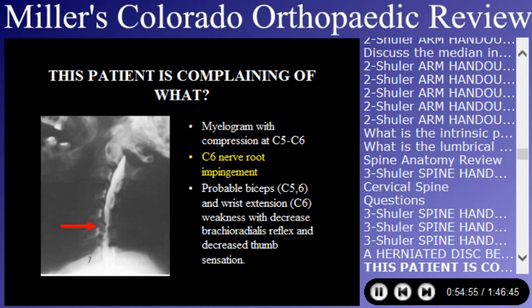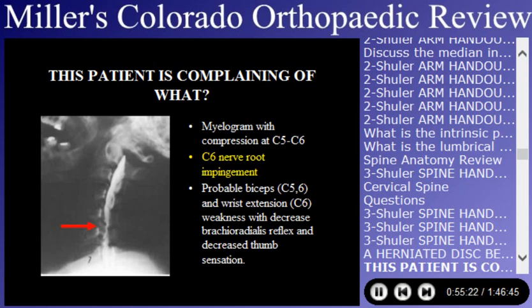So 1, 2, 3, 4, 5, 6. You see now this bulge here between 5, 6. What nerve root? C6. What are they complaining of? C6 nerve root impingement, probable biceps, or even wrist extension, most likely wrist extension weakness. They won't complain of brachioradialis reflex, but you'll determine that in an examination. They will complain of decreased thumb sensation.